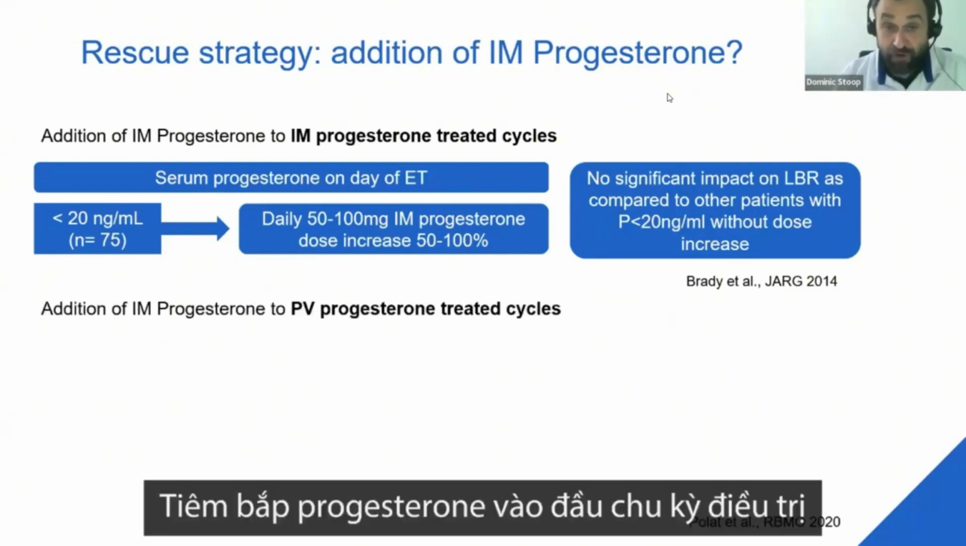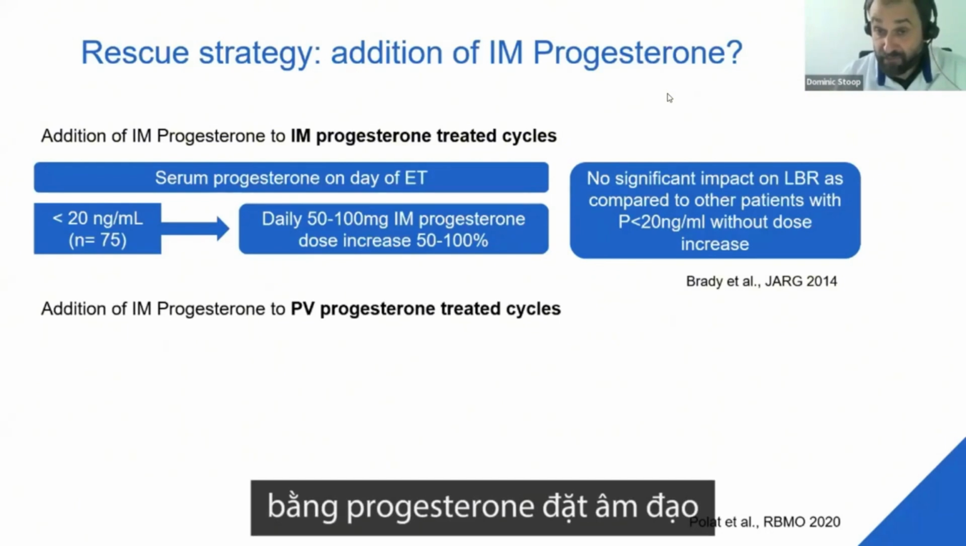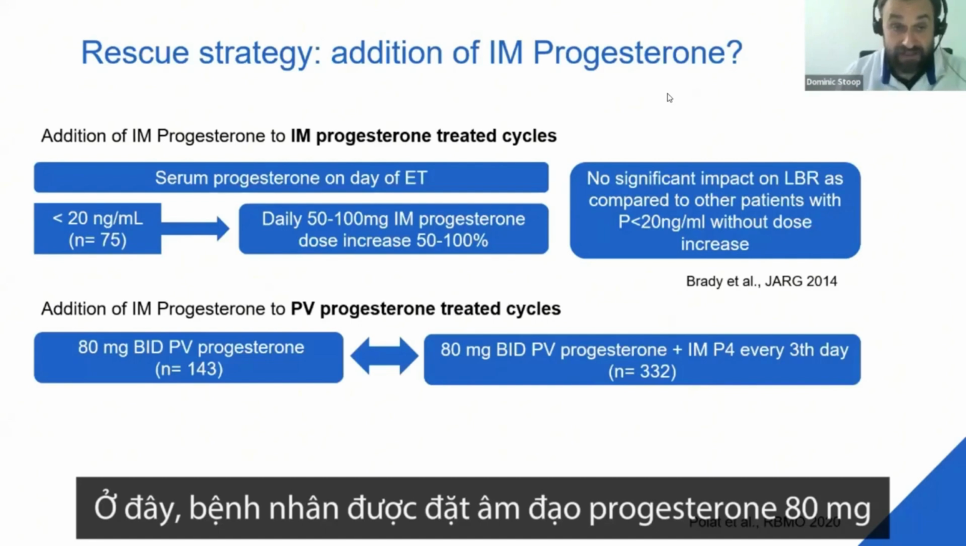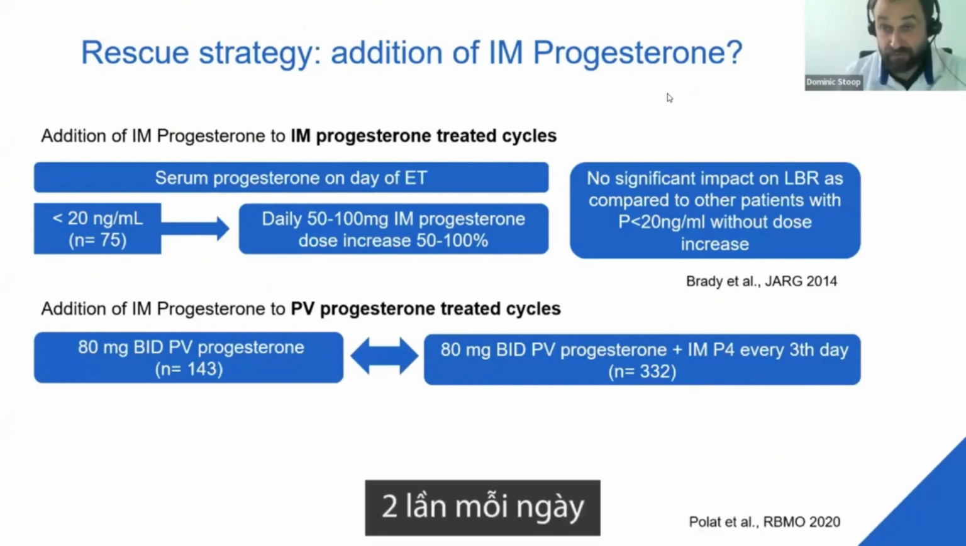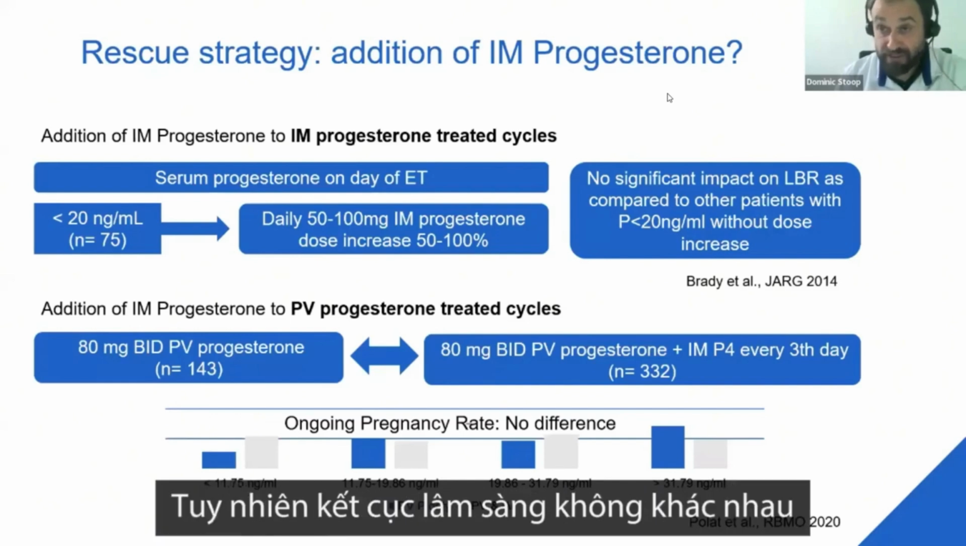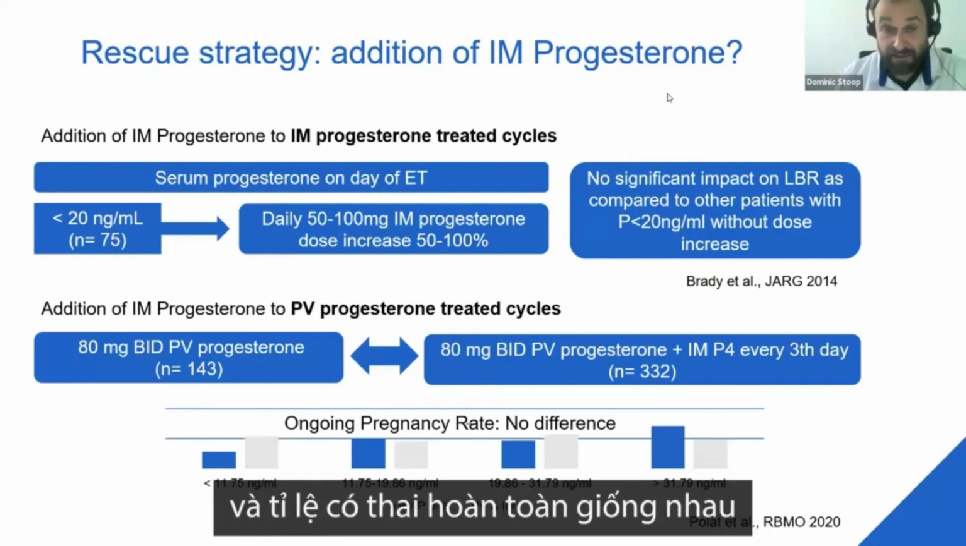Giving IM progesterone on top of a vaginal progesterone treated cycle also did not seem to have the effect that they wanted. It was 80 milligrams twice a day of vaginal progesterone, adding IM progesterone every third day, no difference. Pregnancy rates were exactly the same.